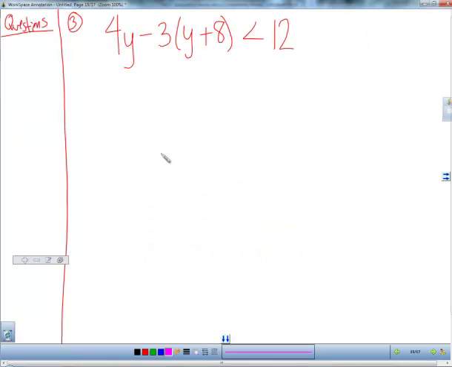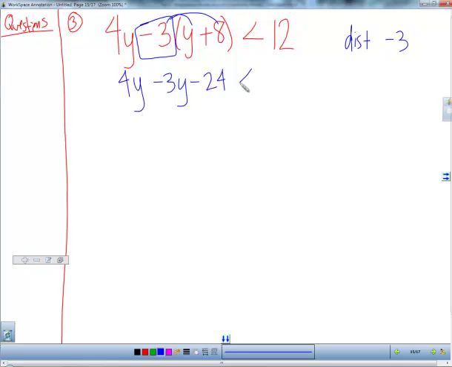Alright, question number 3. It says negative 4 minus 3 times the quantity of y plus 8 is less than 12. So I first take this negative 3 and I distribute it. So my first step is to distribute the negative 3. Whenever I do that, negative 3 times y gives me a negative 3y. Negative 3 times 8 gives me a negative 24. I bring down this 4y, bring down my less than 12. Oh, I forgot my train tracks. There we go.